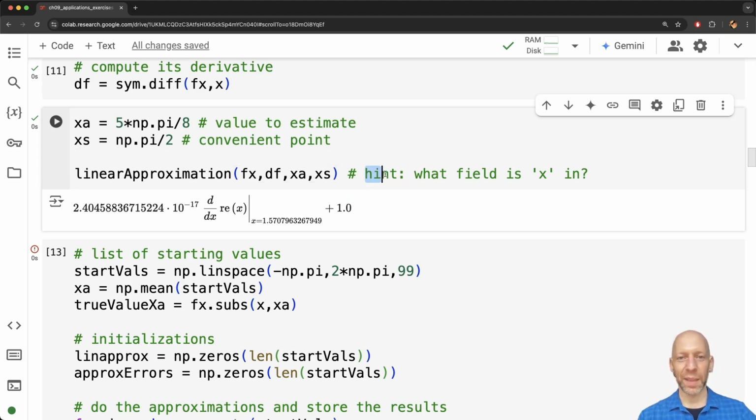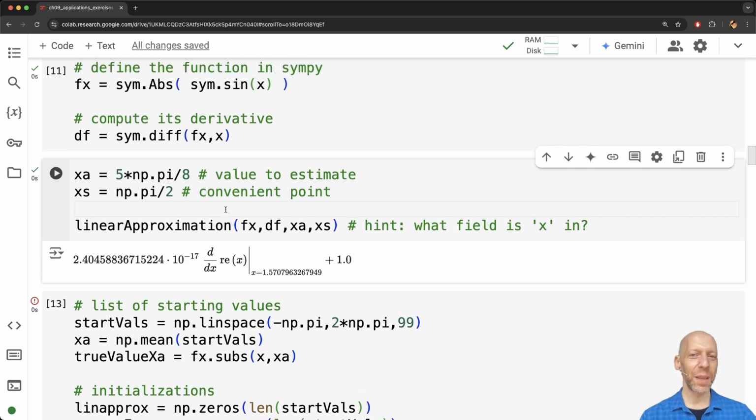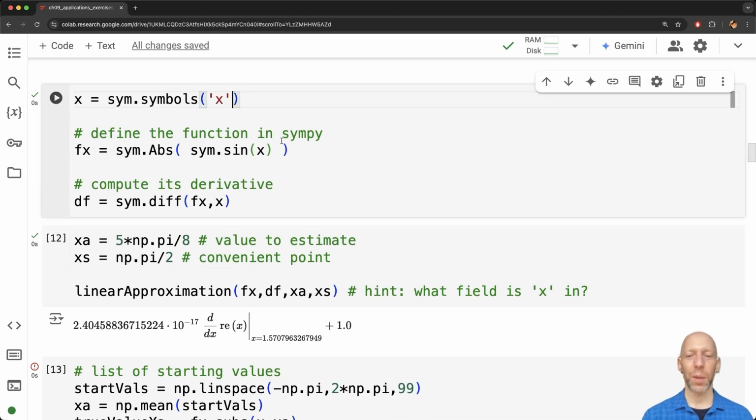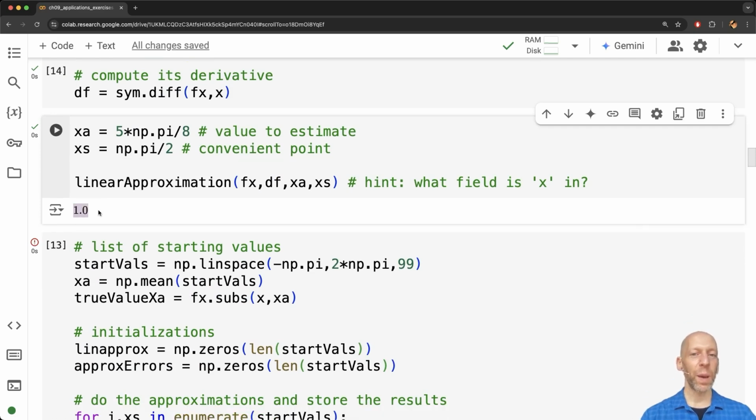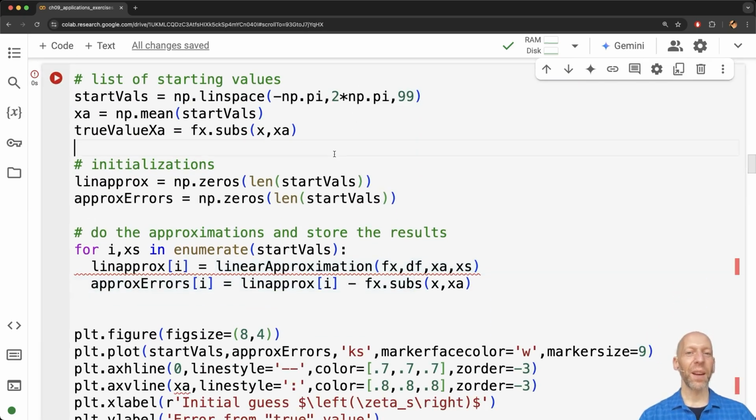Okay, and here's my hint. What field is x in? This obviously is doing something with real valued or real parts of the number, so we can guess that there are some complex numbers going on here. So what we can do is constrain this symbolic variable so that it can only take on real values. It cannot be complex valued. So I add that constraint to sym.symbols, and then I run this again, and now we get a value of 1, as we expect for real valued mathematics. And this is also consistent with what we saw in the book text. Then I can rerun this code.